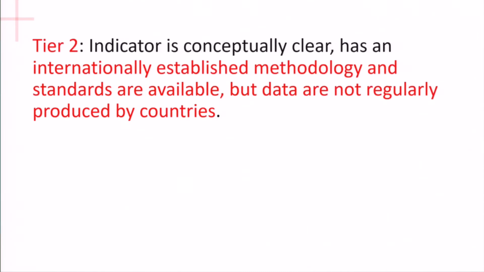Now, if we call an indicator a tier 2 type indicator, then it means that the indicator is conceptually clear. An internationally established methodology is there to collect data and to calculate the indicator. Standards are available, but data is not regularly produced by the countries. So, this means that this indicator comes under tier 2.